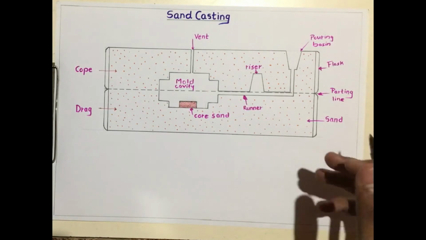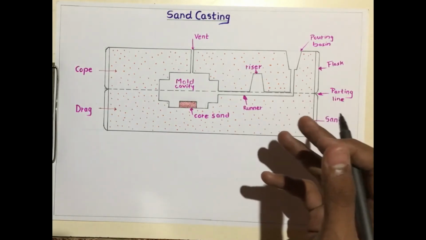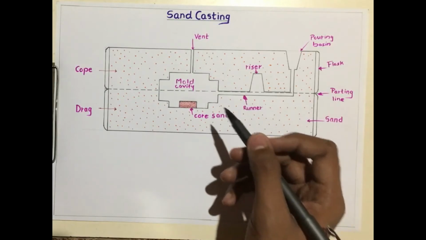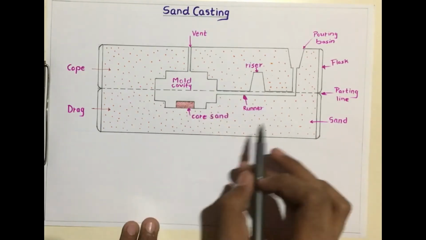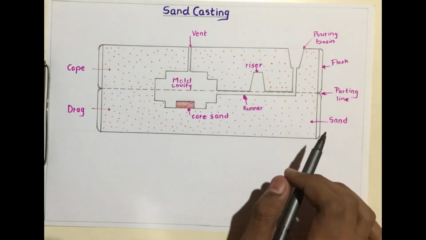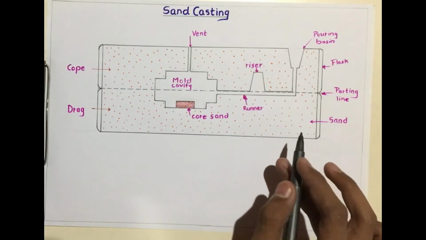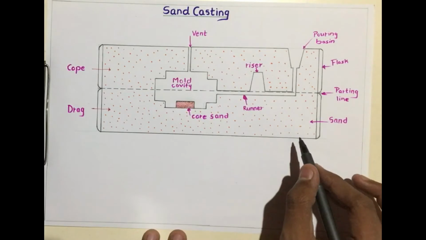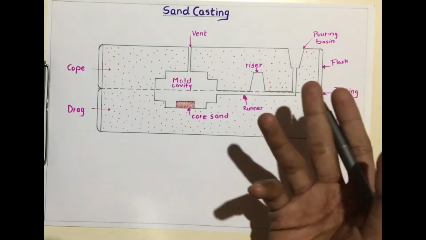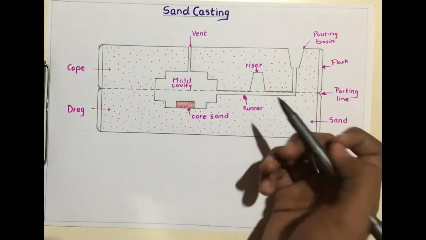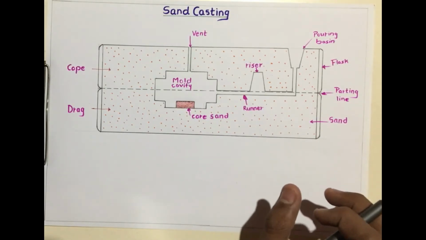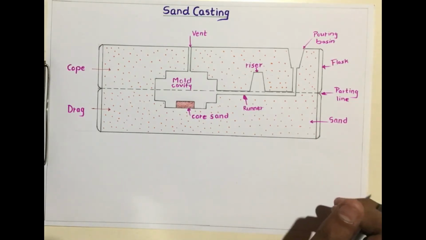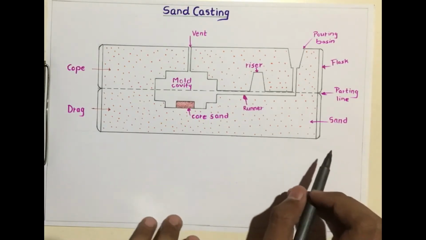because for removing the product from this mold after the solidification of the molten metal, we need to break the mold. For making this mold we need to produce a pattern. This pattern is a replica or the exact copy of the final product which is to be made. Then this pattern is kept in the flask and the sand is poured in the flask and it is hammered so the sand gets tightly fit and gets the shape of the pattern.